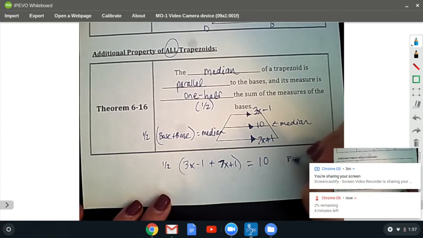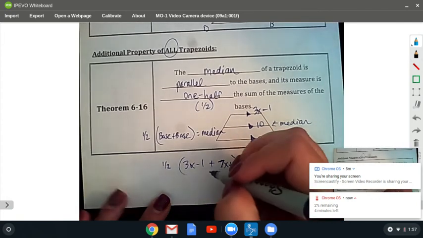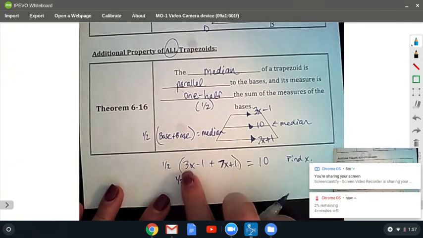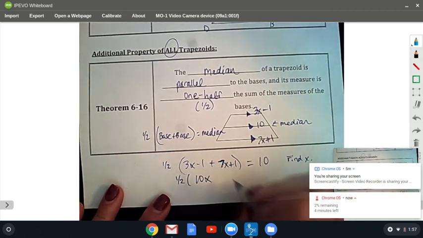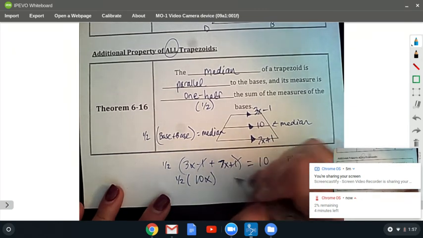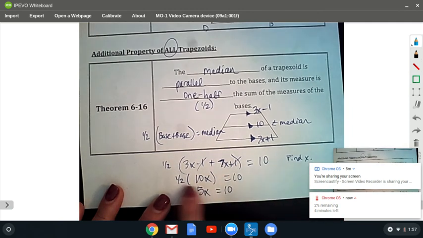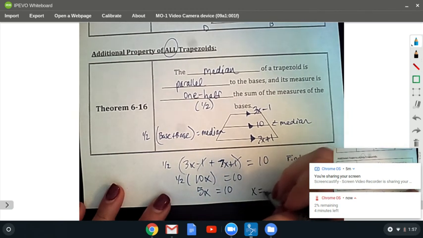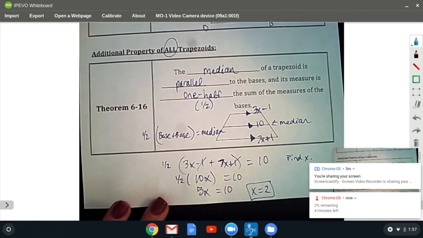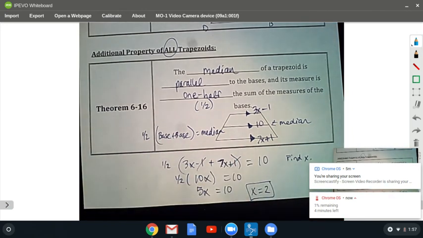Okay, so in this case, I'm trying to find x. So I'm going to simplify what's in these parentheses. 3x and 7x is 10x. My 1's cancel. That gives me 5x equals 10 because I multiplied 10 by half. So x is 2. That's just an example of a type of median trapezoid problem you would see.